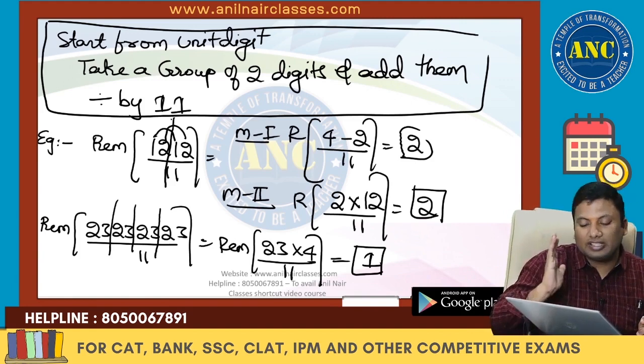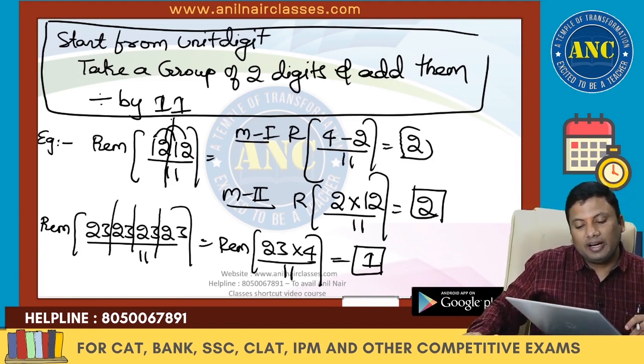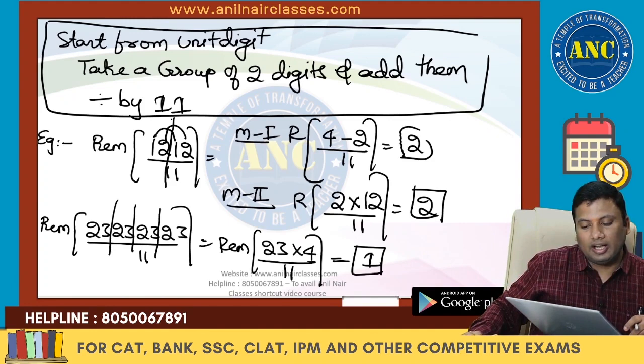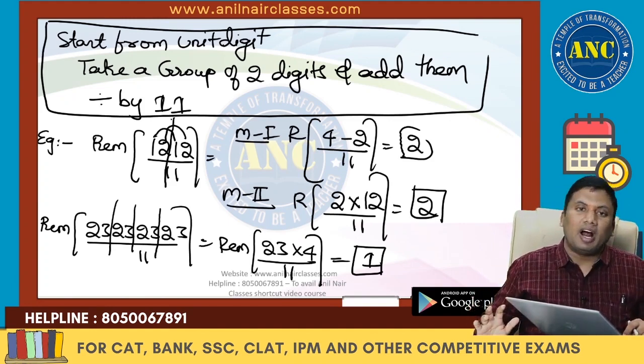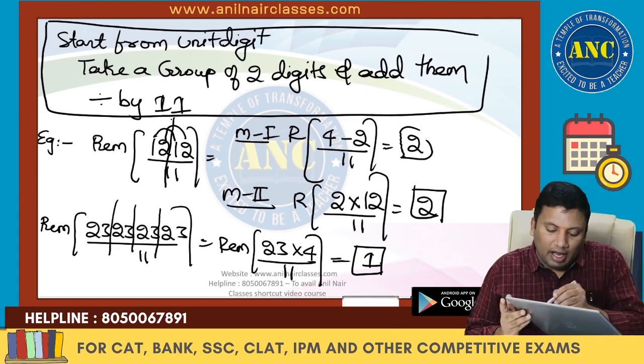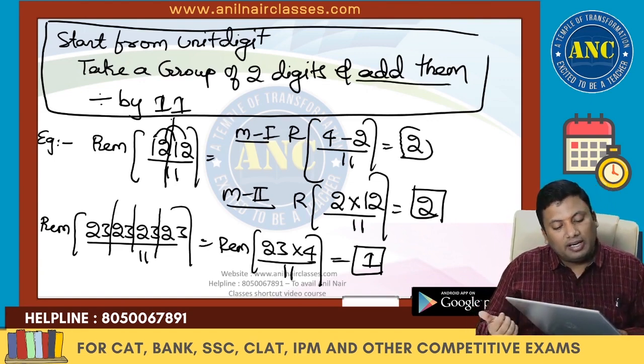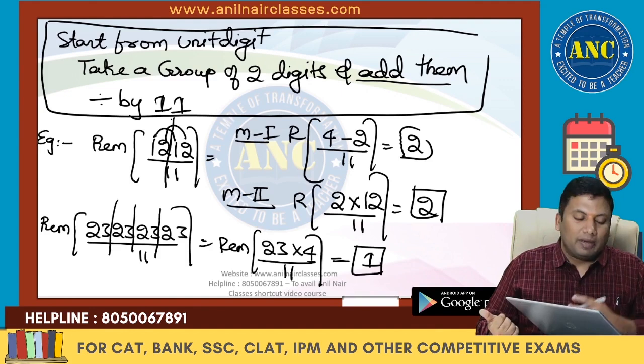I hope the second concept of the divisibility rule for 11 is also clear. Start from the unit digit, take groups of 2 digits and add them. This is the divisibility rule for 11, method number 2.